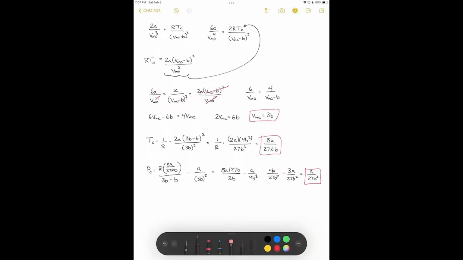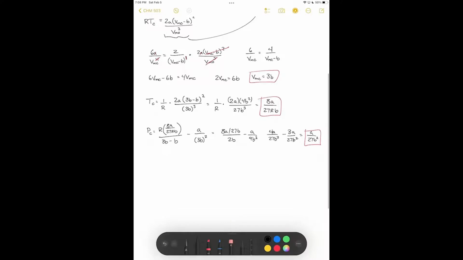What we can do with this is actually rearrange these to solve for what A and B are. So we can do some rearrangement here to determine that A is equal to 27R squared times the critical temperature squared over 64 times the critical pressure, and B is equal to R times the critical temperature over 8 times the critical pressure. And this is actually how these A and B parameters are calculated.